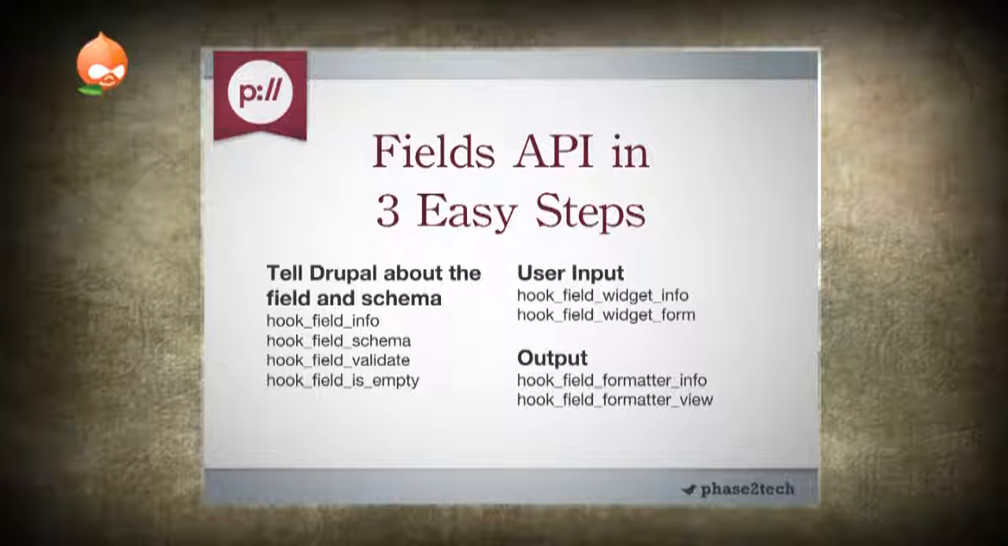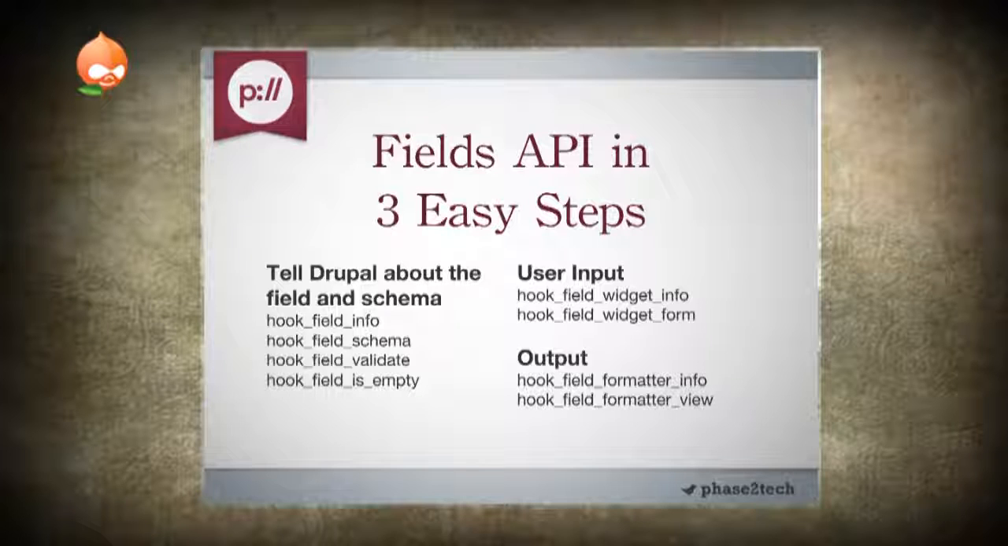The second step is accepting user input. You need something that's going to capture the user input. That's what these 2 widgets are. You've got an info hook that defines the widget, and then a form function that's just going to accept the form. It's just Fields API all over again, just reduced down to the smaller arena of dealing with a field.